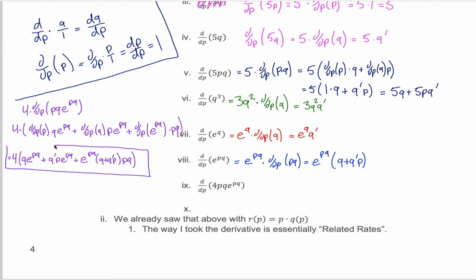Could I simplify it? Yeah, probably, although I don't really want to. I think if it were me and I really cared about simplification, maybe I would recognize that all 3 of my terms have this e to the pq power in them, so I could factor that out in front and then just leave everything else as is, q plus q prime p plus. And then over here, instead of writing parentheses, I could take the pq and distribute it through. And I'd get pq squared plus q prime p squared q.